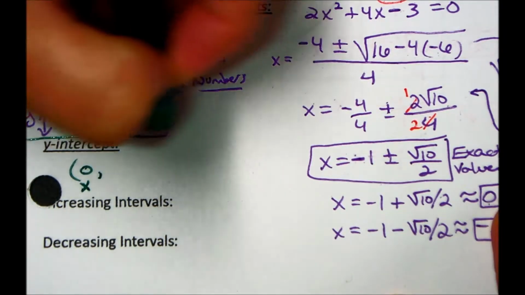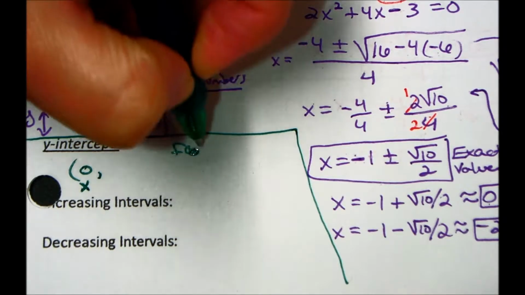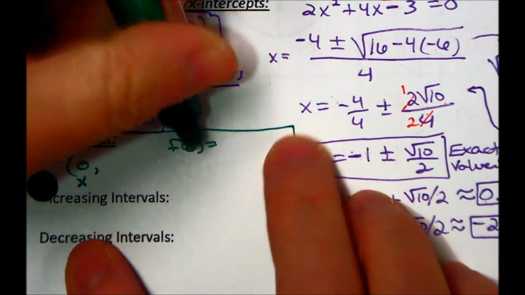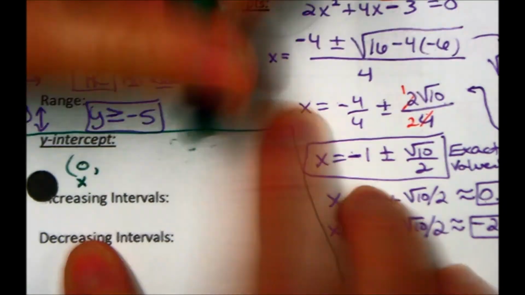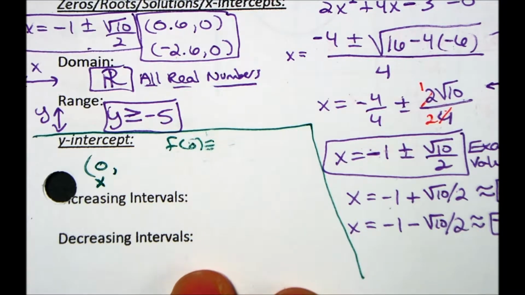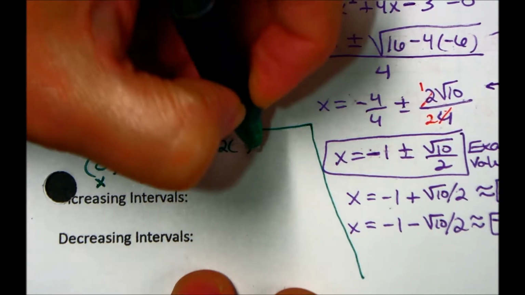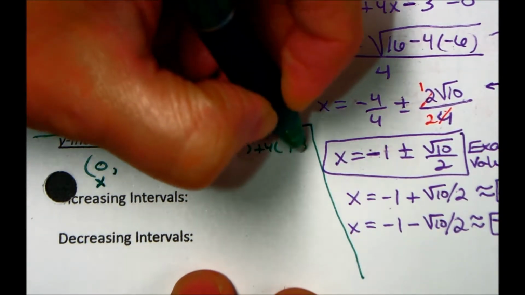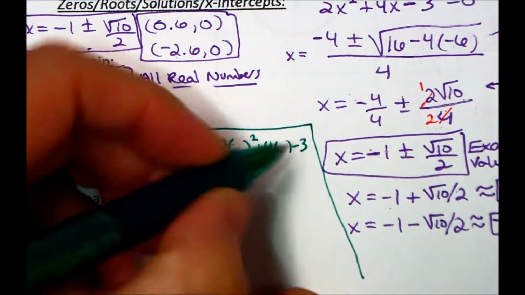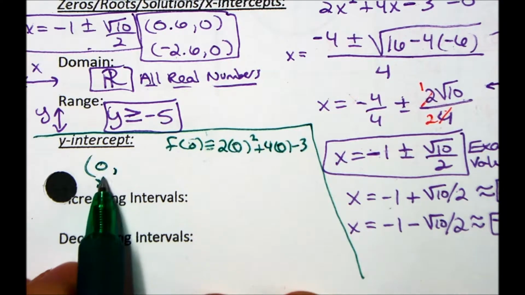And I'm going to carve out a little bit of space here. So f of 0. That doesn't look very good. Let me start this over. f of 0 will equal 2x squared plus 4x minus 3. And again, we're substituting 0 because that's the x-coordinate of the y-intercept.